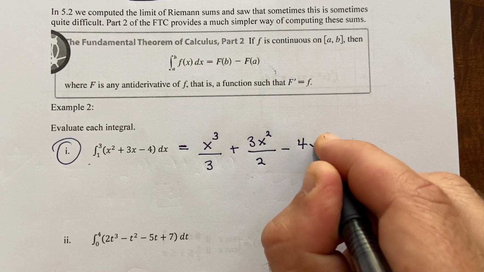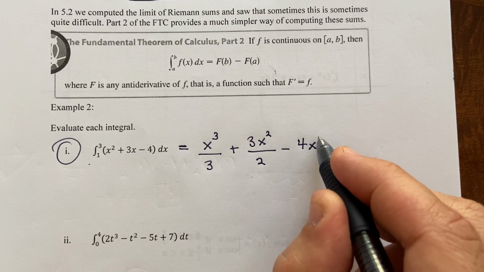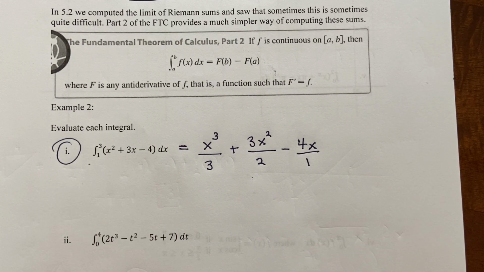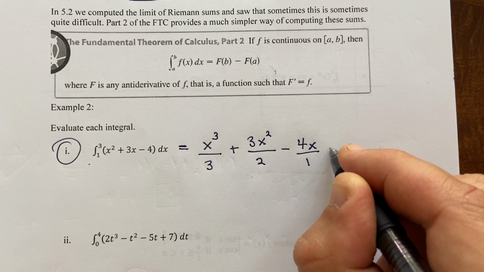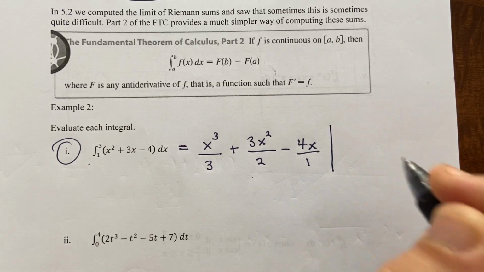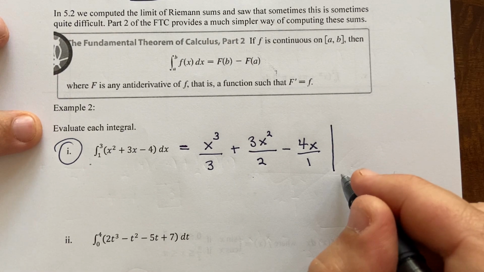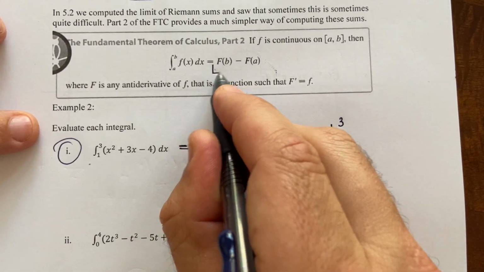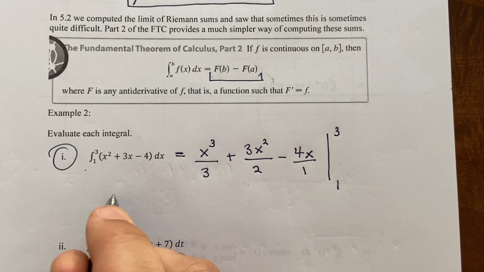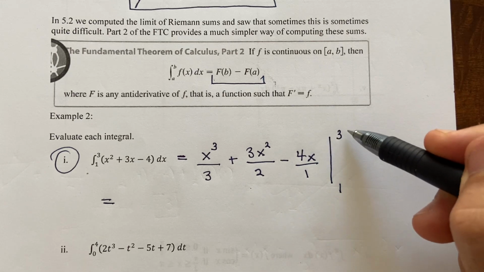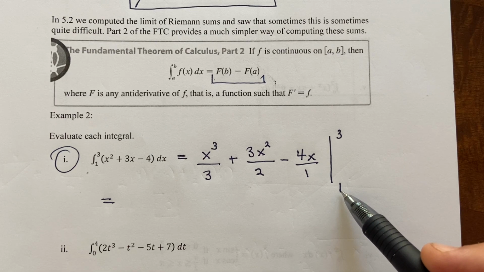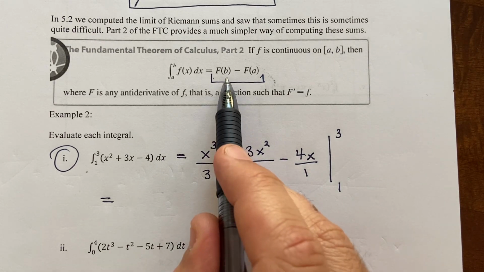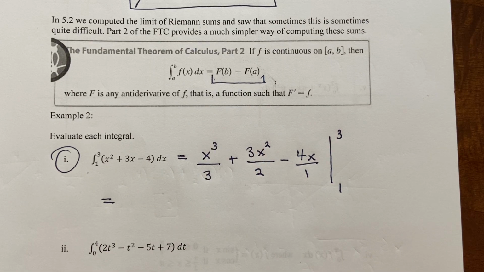Minus 4x. The new power on x is 1. I would technically divide by that new power. And I would then have nothing more but to write this notation, which means this here. So this notation means I'm going to evaluate this antiderivative at 3, and then I'm going to subtract evaluating this antiderivative at 1. So basically performing this part.